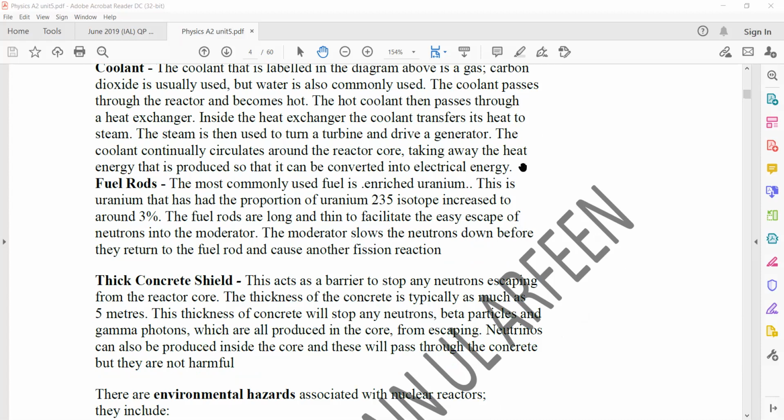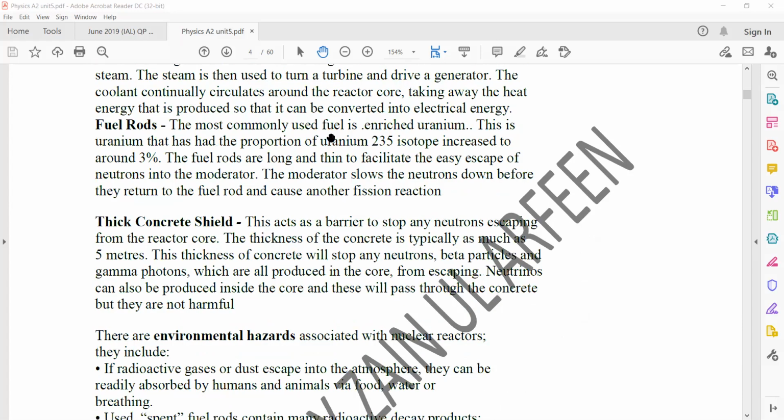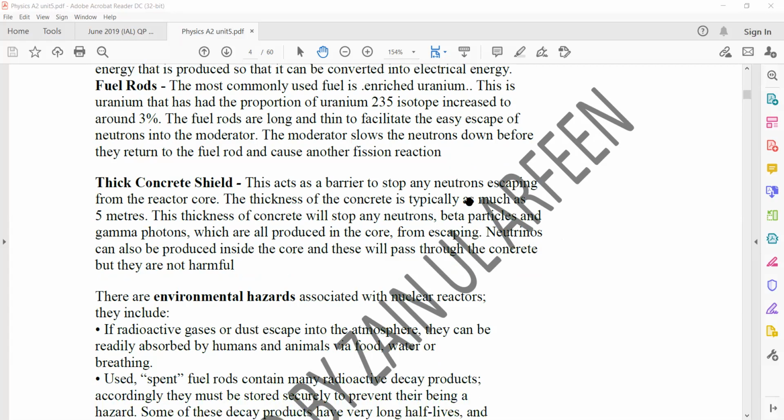Enrichment means increasing the proportion of uranium 235 in a sample, and we call this technique uranium enrichment. And there should be a thick concrete shielding that acts as a barrier to stop any neutron from escaping, and typically it's about 5 meters. It is able to stop these neutrons, beta particles, or these harmful radiations.